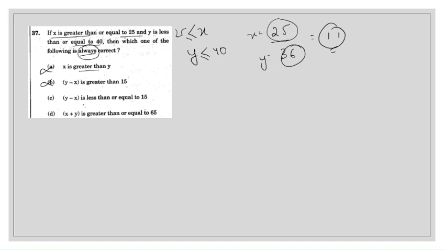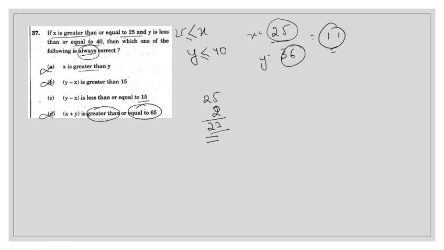Now the third option says y minus x is less than or equal to 15. We'll look at this again, but first we'll move on to the fourth option that says x plus y is greater than or equal to 65. In this case we can take the value of x as 25, the least value, and then we can take the value of y as 0, because y can be smaller than or equal to 40, or even if not 0 we can take y equal to 2 perhaps. Then the sum will be equal to 27. Now 27 is neither greater than nor equal to 65. So obviously this statement is also wrong.